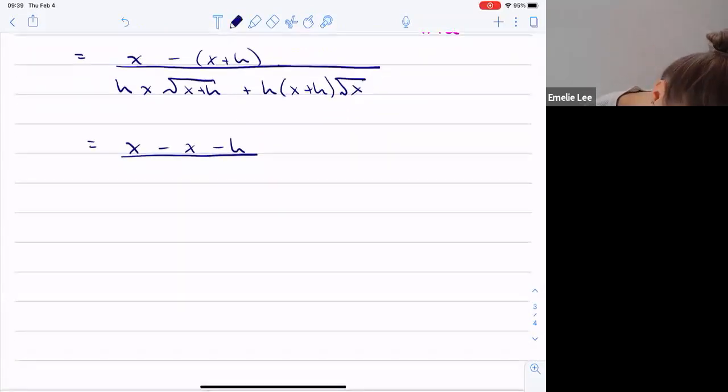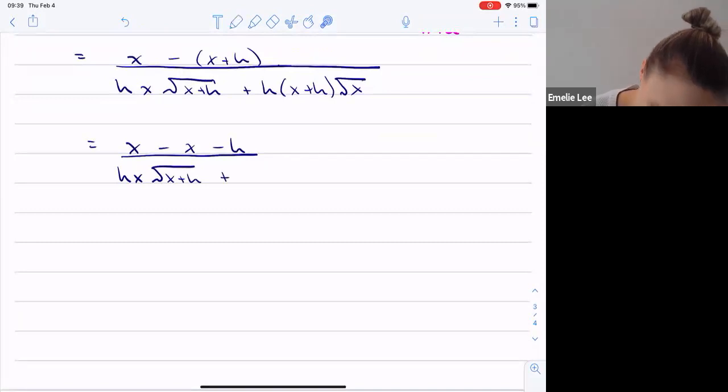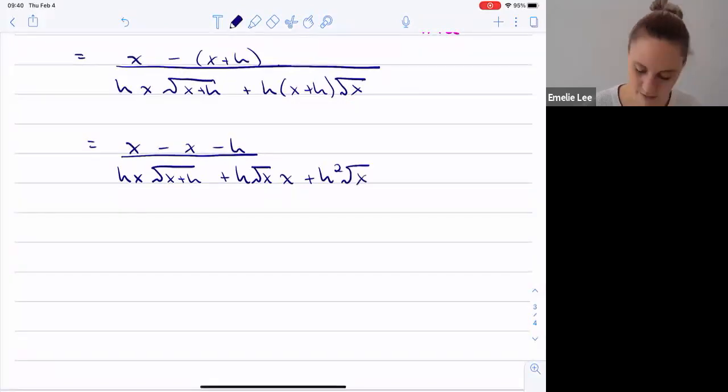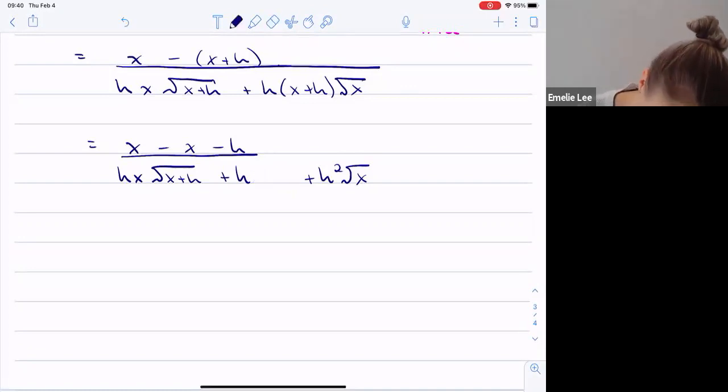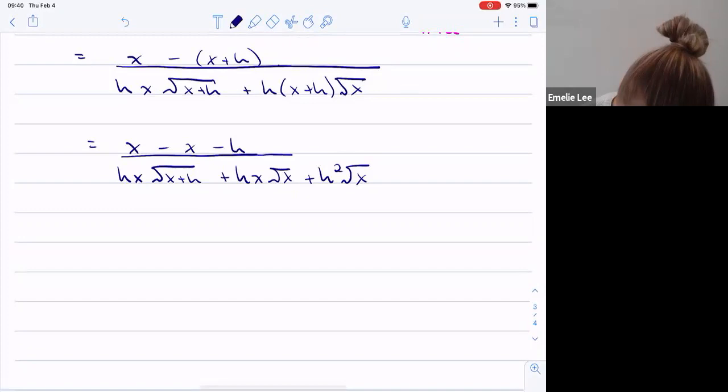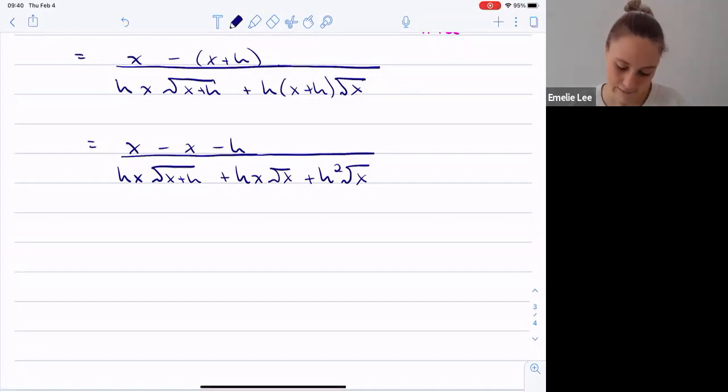So I've got hx times the root of x plus h, plus h root x times x, plus h squared root x. Maybe I'll rewrite this so it's following the same pattern, hx root x. Okay, I don't see anything to simplify this any further.